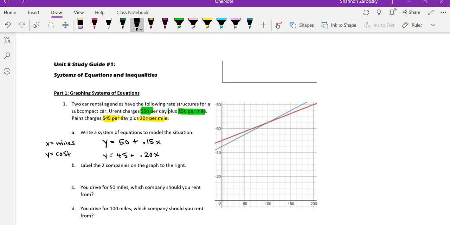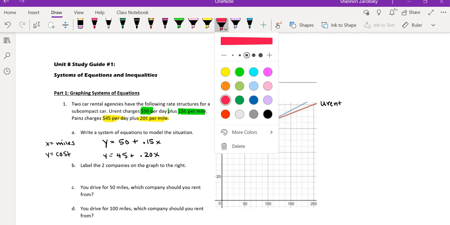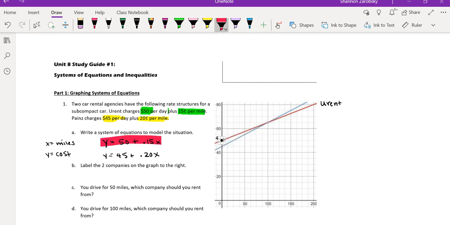Label the 2 companies on the graph to the right. If we pay attention to our starting values, we can identify which one is which. If I look at the red graph, here's 40 and here's 60, and the red graph starts right in between that, which means it has a starting value of 50. That means the red graph has to be the first company, U-Rent. So I'm going to highlight that in this reddish color.